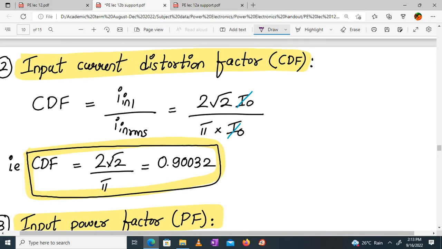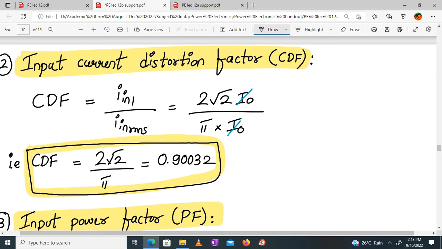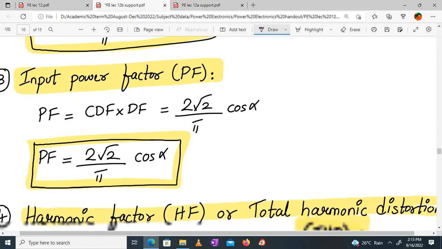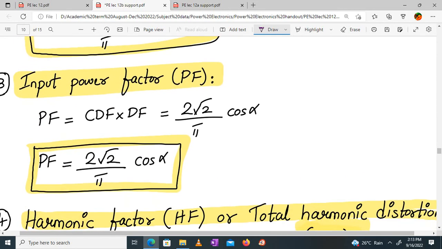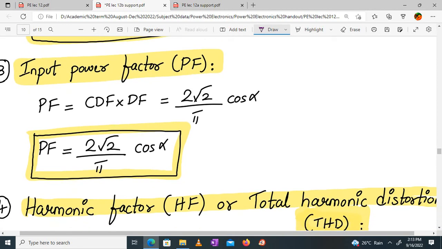Written? Input power factor, write down the formula. PF, capital PF, equals CDF into DF. What is CDF? Current distortion factor, and DF is displacement factor. What is our current distortion factor? 2 root 2 upon pi, and what is the displacement factor? Cos alpha. So 2 root 2 upon pi into cos alpha. Is that fine?